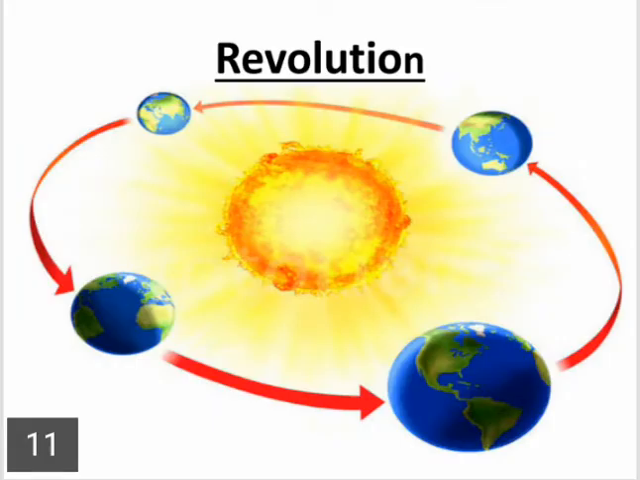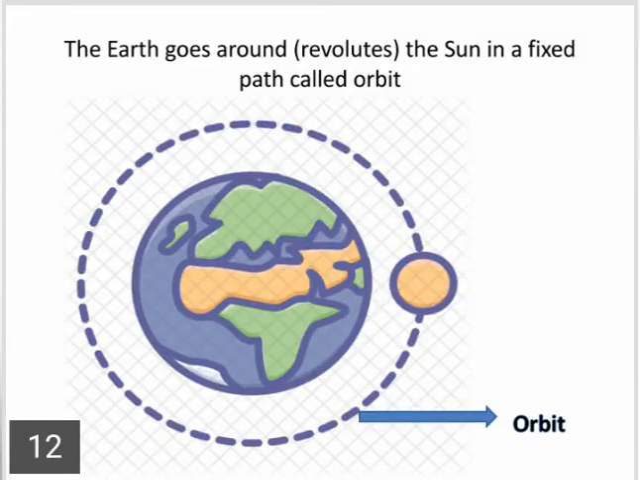The Earth keeps rotating on its axis, and at the same time it also keeps moving around the Sun. Now the movement of the Earth around the Sun is called revolution. The Earth revolves around the Sun in a fixed path which is called orbit.